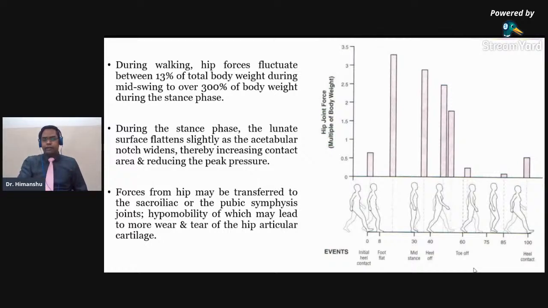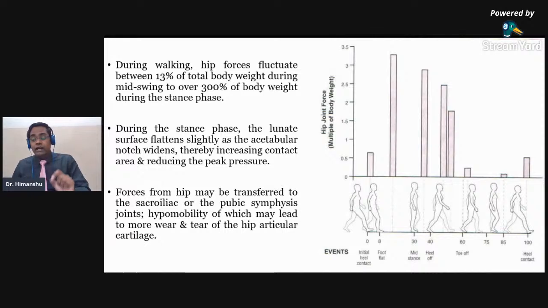Now, this is one of my favorite slides. We'll be talking about the capsule. Whenever we talk about the articulation of the hip joint, the capsule has a wonderful vacuum inside it, which also gives us a very good amount of static stability and also the dynamic stability of that particular joint.